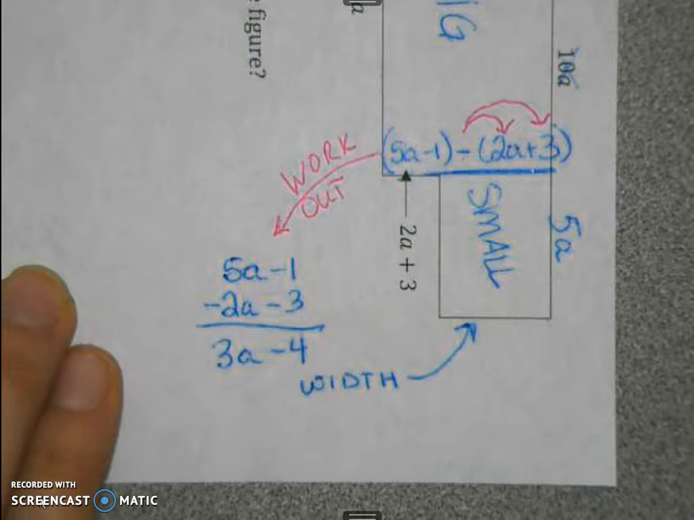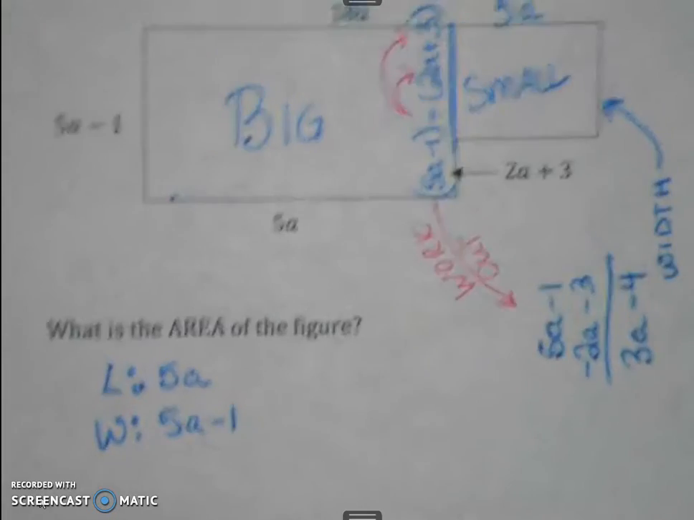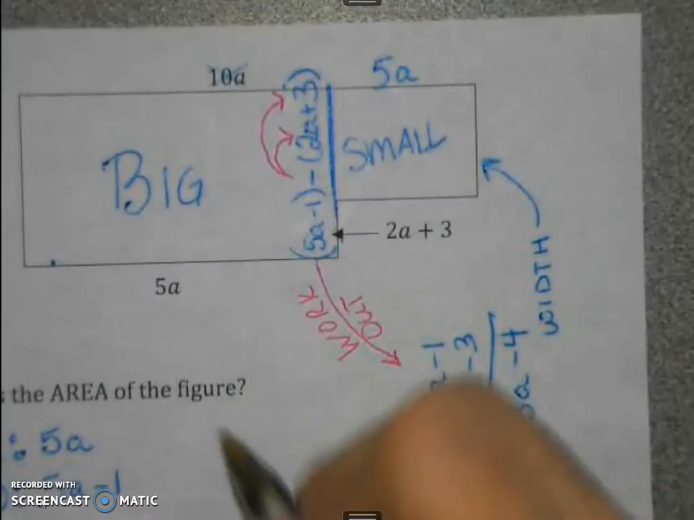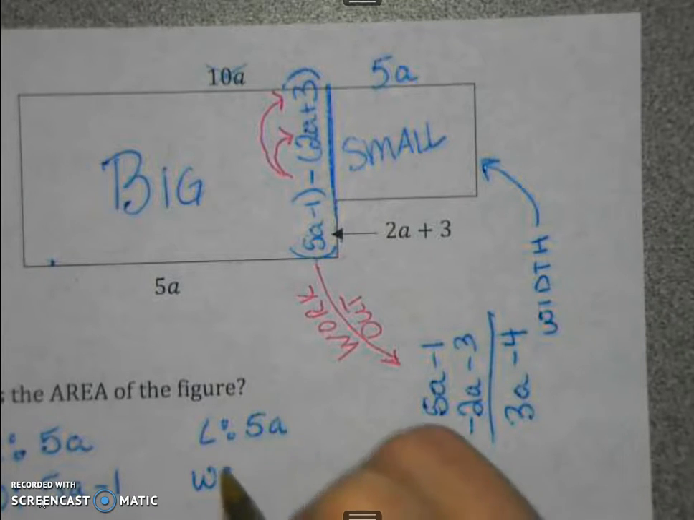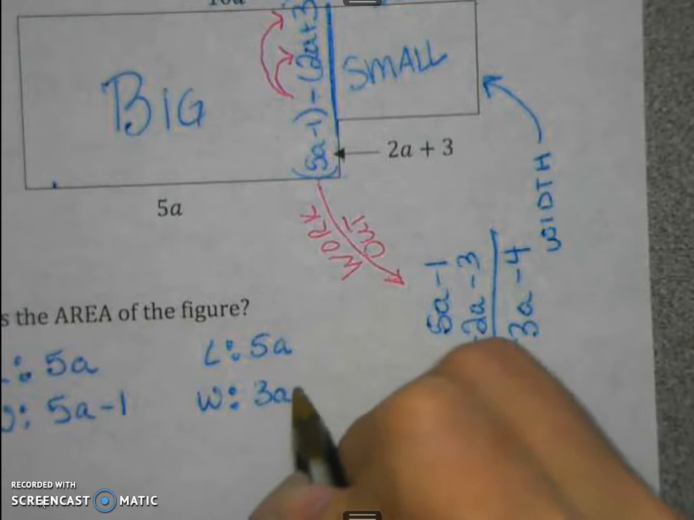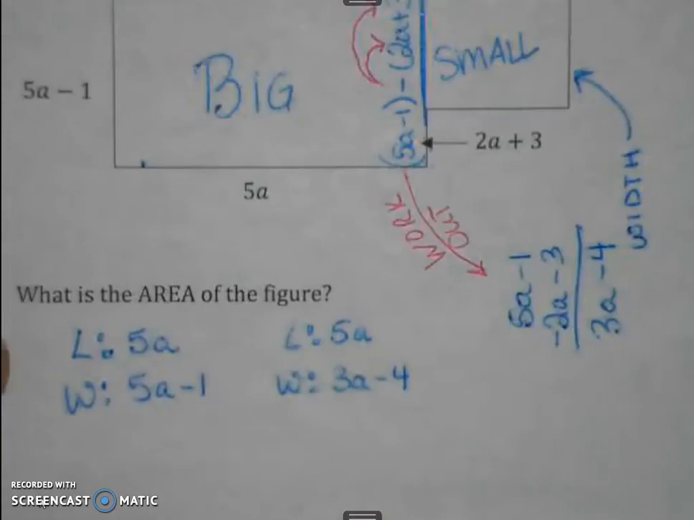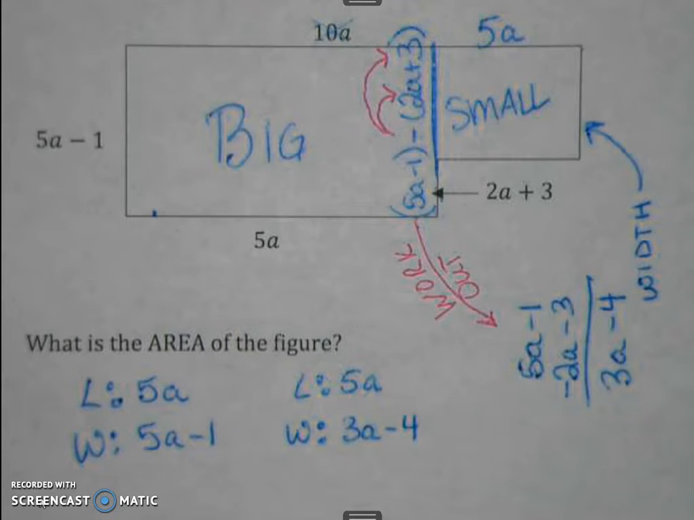And I wanted to write it on its side so that when we turn it back up to the front, it makes a visual what's going on there to remind us how we did it. Okay? So the small length is 5A and the width is 3A minus 4. If you need to pause to catch up, you can stop right now and copy all that down.